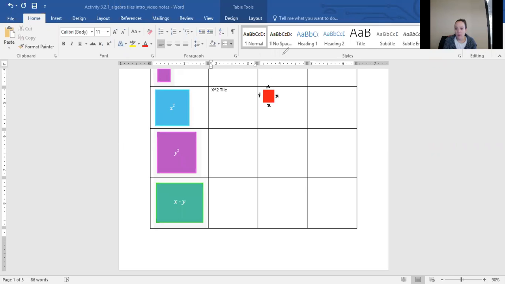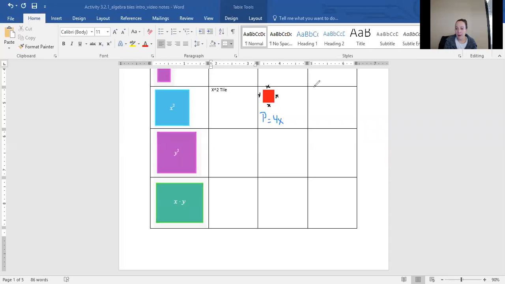So let's take a look here at blue. My perimeter is going to be the distance around that square, which is x plus x plus x plus x, which gives me 4 of them. So my perimeter is 4x units.